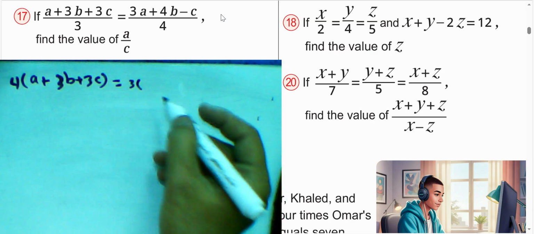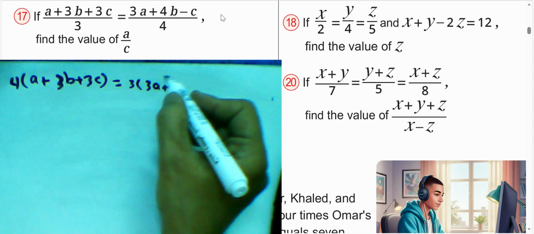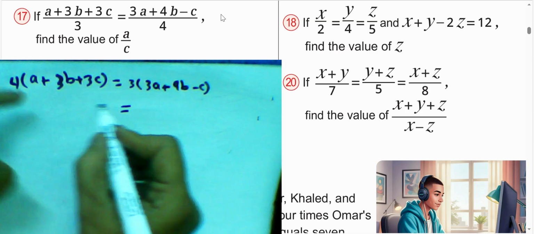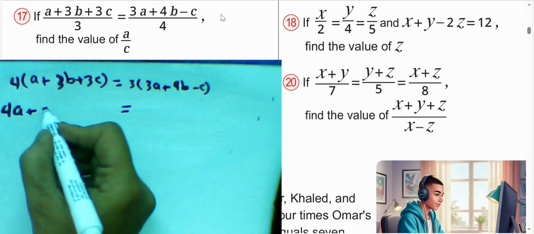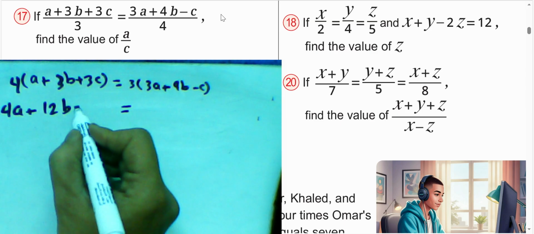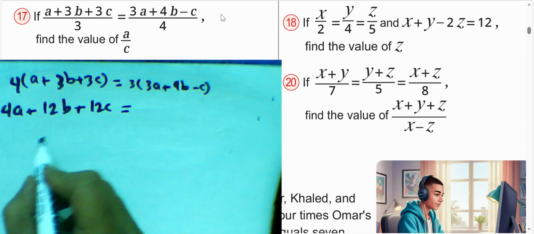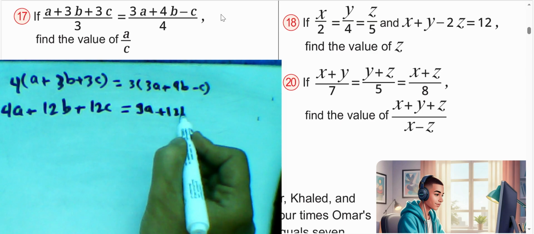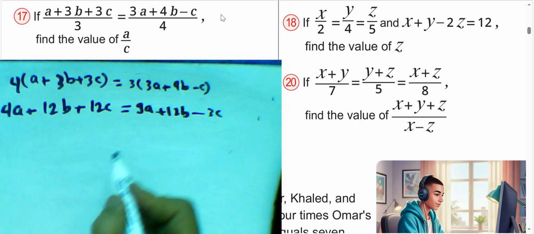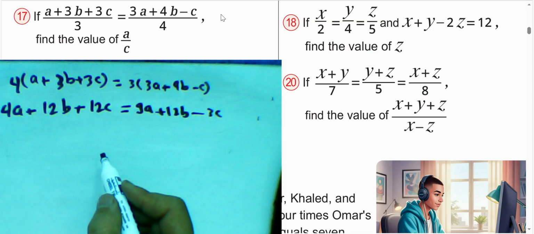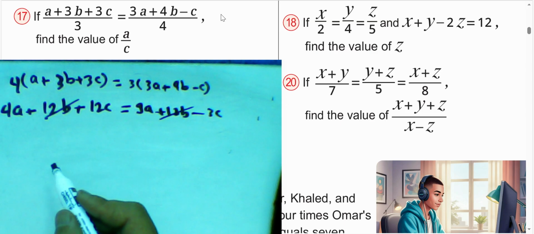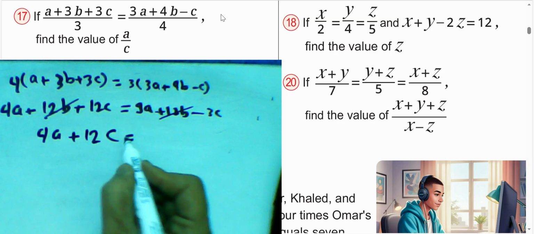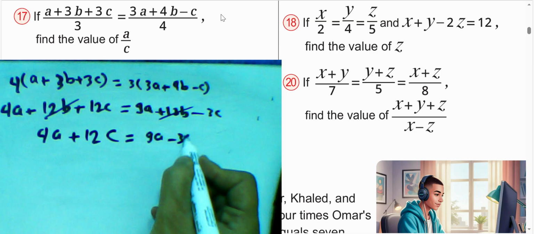The product of 3a plus 4b minus c. Then 4 times a will be 4a. 4 times 3 equals 12, 12b. 3 times 4 is 12. 3 times 3 is 9. 3 times 4 is 12. 3 times c equals 3c. Now we can simplify here. Cancel together, we have similar terms. And then 4a plus 12c equals 9a minus 3c.